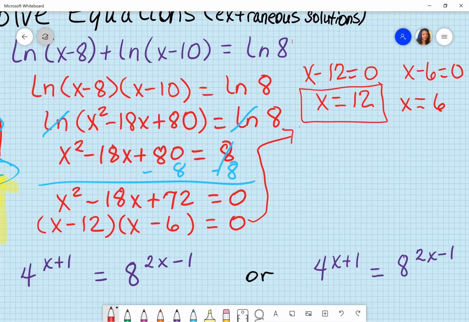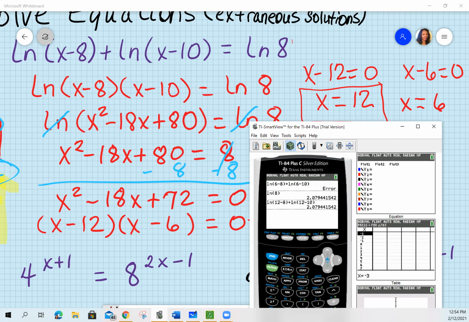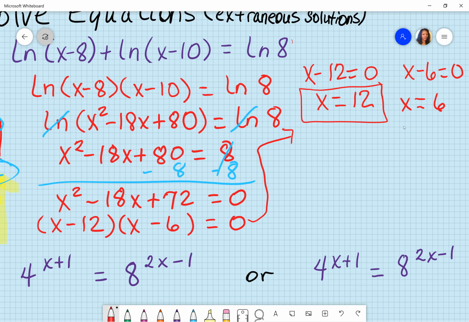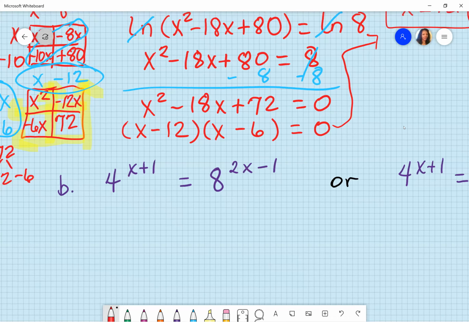On the opposite side, I saw that I have a natural log of 8. So let me go back to my calculator that I keep losing. For the natural log of 8, if I put that in the calculator, it told me it should be 2.079, and so on and so forth. So now if I take my x equals 12 and substitute it in for my x, I see that, wow, it does balance. So the only option for this particular problem is that I can keep the 12, but I cannot keep the positive 6 because it's an extraneous solution.